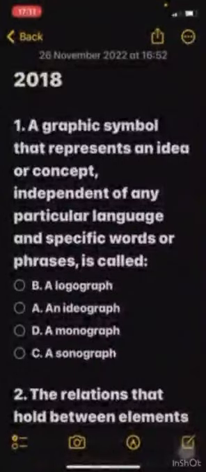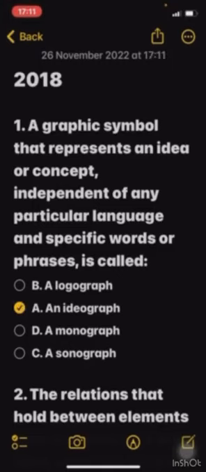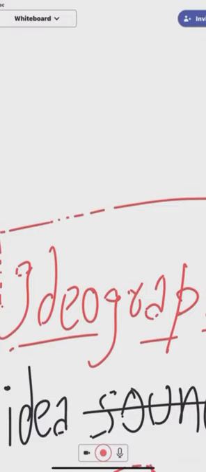A graphic symbol that represents an idea or concept independent of any particular language and specific words or phrases is called: logograph, ideograph, monograph, sonograph. So what is an ideograph?